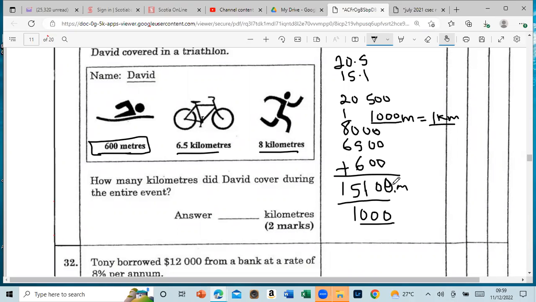1, 2, 3. So 15.1 kilometers is correct. And notice they ask specifically for it to be in kilometers. That's why we didn't leave it in meters, right? Because we get 15,100 meters, but they didn't ask for meters, so we don't give them whatever they don't ask for.